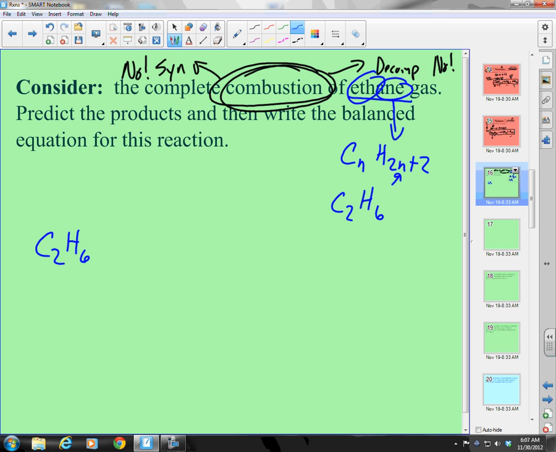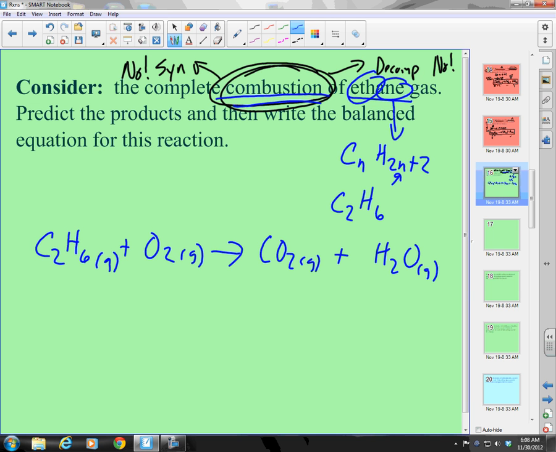C2H6. What is it? It is gas. And what does it react with? Well, it's combustion, so that means it's going to react with oxygen gas. And what's it going to form? Carbon dioxide gas plus water vapor. Good. Now let's balance this. I have 2 carbons, so let's put a 2 here. I have 6 hydrogens, so let's put a 3 here. Now let's take a look at my oxygens. 3 times 1, so I have 3 here.